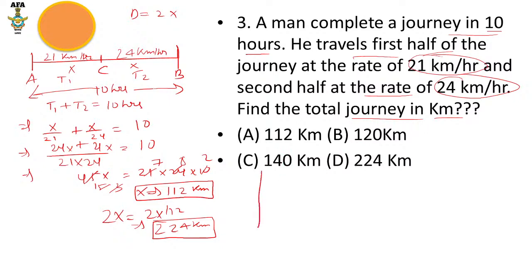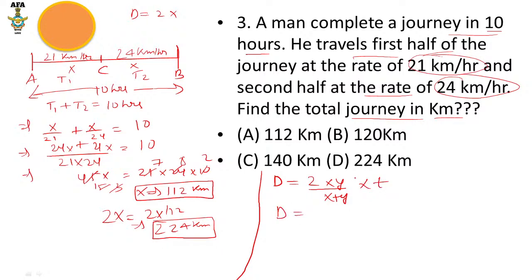So just remember this formula. You can apply this formula. D will be equal to 2xy by x plus y, and you just multiply. This is for finding the speed. So distance is equal to speed into time. You multiply this by t, you will get the value of d.